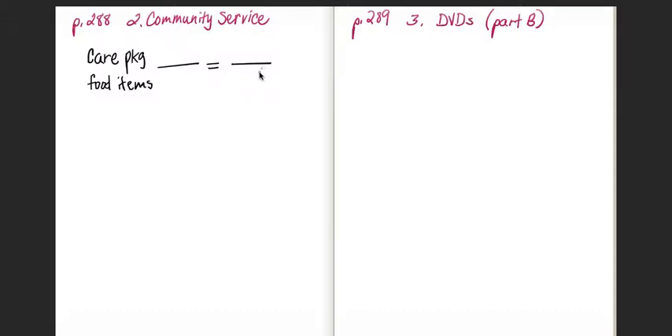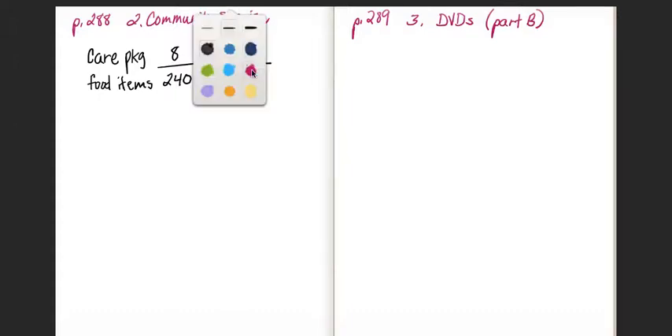So it told us that if you had 8 care packages, you would need 240 food items. So we'll put the 8 on top with care packages and 240 food items in the denominator. And so how many care packages, we don't know that part, so that's where our variable x will go, can you make with 500 food items? 500 food items.